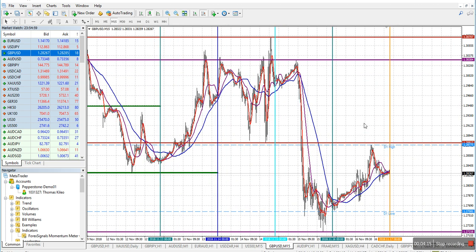So this was Friday, which means yesterday. The market started at this level here, and it moved up to this and created another high of the day. So it went up about 114.5 pips, as you can see. So this was a Friday market.